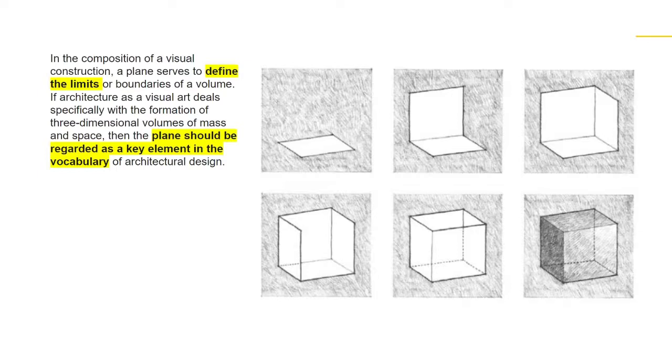So if architecture as a visual art deals specifically with the formation of three-dimensional volumes of mass and space, then the plane should be regarded as a key element in the vocabulary of architecture and design. So in this, you have different planes. This is the main plane, which lies flat. Whenever details are added to it, it creates volume.